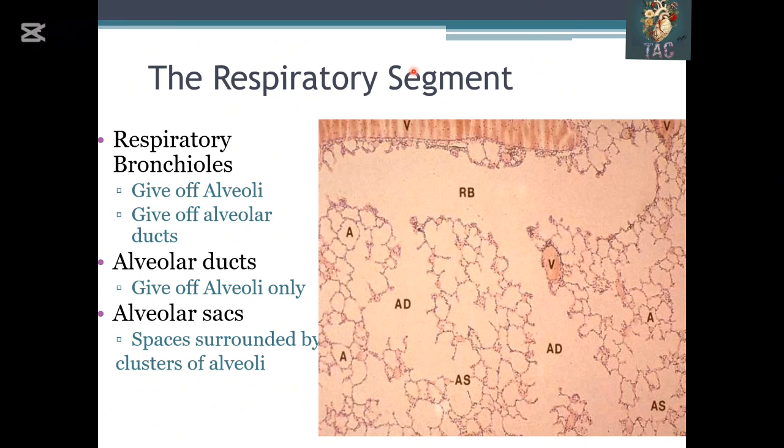So the respiratory bronchiole gives off alveoli. Here you can see this whole area. This one is the respiratory bronchiole. From the respiratory bronchiole, alveolar ducts start, and alveolar ducts do not have their own wall, but they are formed by the adjoining alveoli which are present over here. So you can see the alveolar sacs which are forming the wall of the alveolar duct. So this one is the respiratory bronchiole, the alveolar duct, and these all are the alveolar sacs and alveoli.